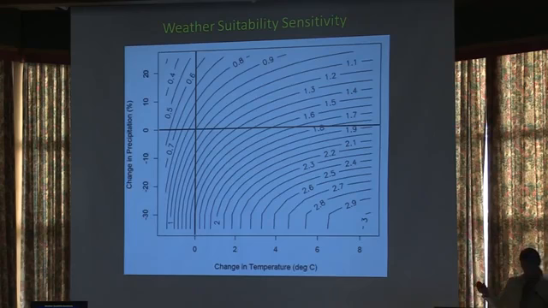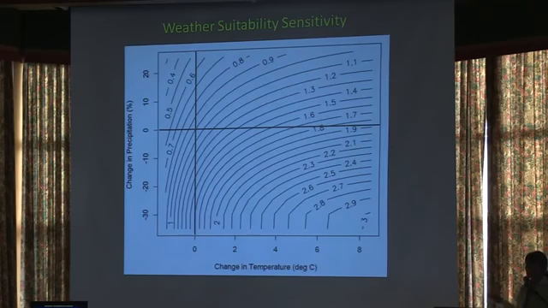Now I wanted to try and put it all on one figure to look at where we are, where we have been, and where we are going. So these axes are change in temperature and change in precipitation, relative to the average of 1950 through 2005. The contours are the odds ratio, the odds of tree mortality from beetles due to weather conditions.